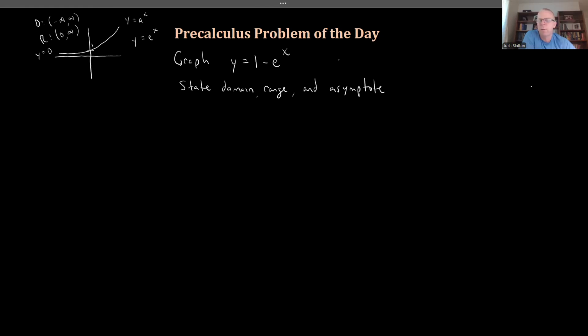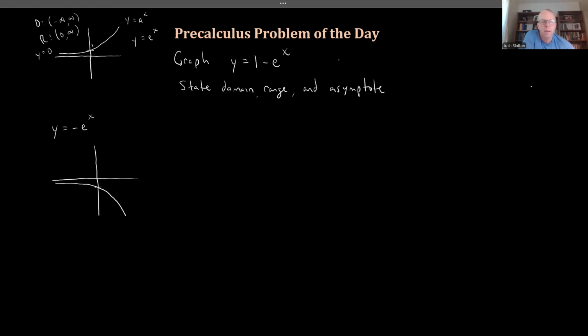The vertical transformations always go last. You want to do the other ones, the horizontals and the reflections, the stretches, anything like that, before you do the vertical. So first we have this negative here. What would it look like if we did negative e to the x? The negative in front reflects over the x-axis. So this is just going to be an upside down exponential.